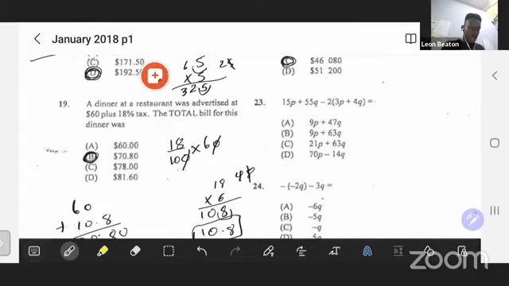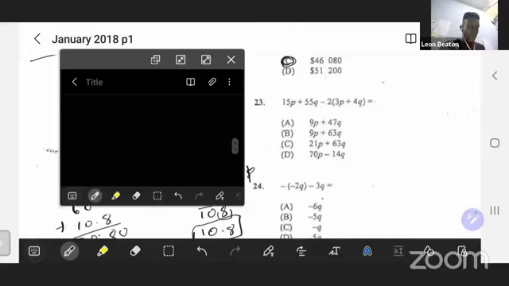We are number 23. Number 23 says 15p plus 55q minus 2 open bracket 3p plus 4q. So we see that we gotta work this out. We gotta simplify this. So let me just write it back. We have 15p plus 55q minus 2 open bracket 3p plus 4q. So we gotta simplify this.